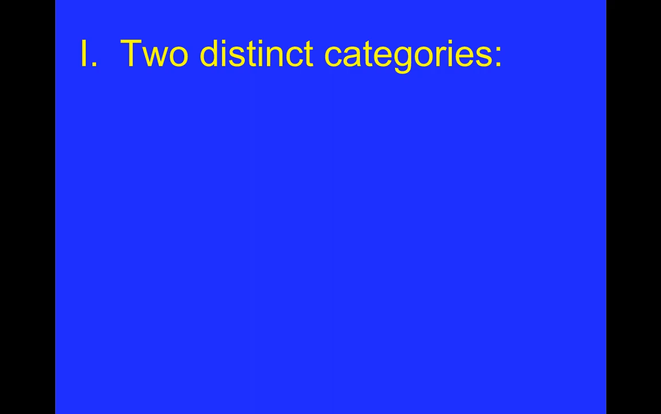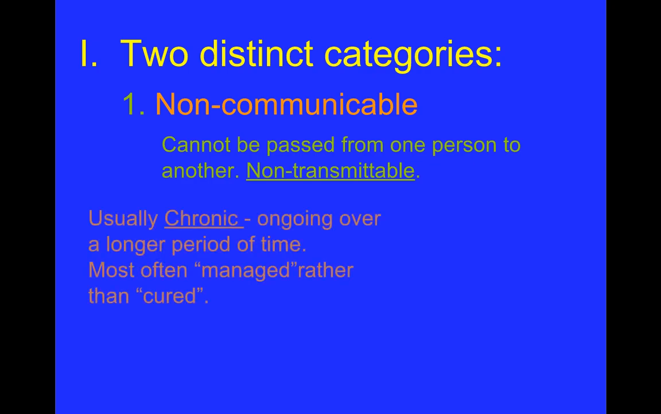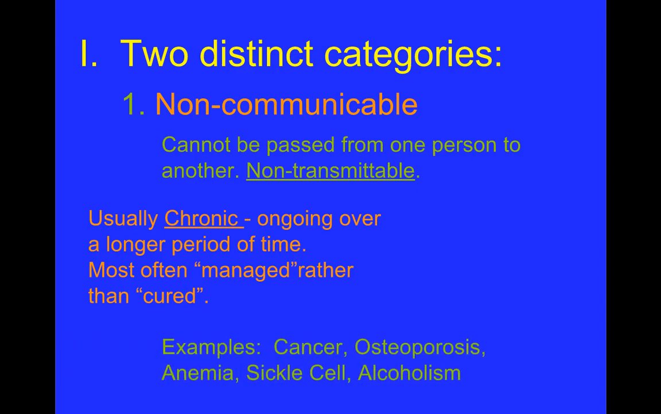So, again, there are two distinct categories when we talk about diseases or illnesses. The non-communicable diseases cannot be passed from one person to another, or they're non-transmittable. These are usually chronic, ongoing over a longer period of time, most often managed rather than cured. Some examples are cancer, osteoporosis, and alcoholism.